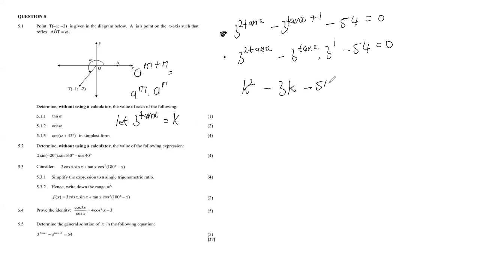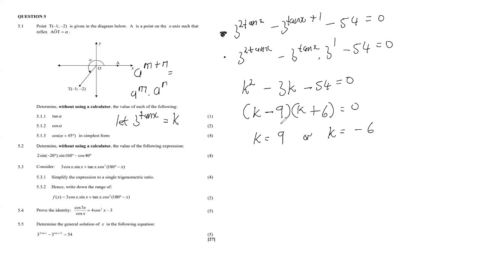Then minus 54. What are the factors of 54? When you multiply them, they're going to give you 54. When you add or subtract them, they're going to give you 3. So we know that it is 9 and 6. The bigger number takes the sign of the middle term, so this one will have to be positive. Now my values are k equals 9 or k equals negative 6.